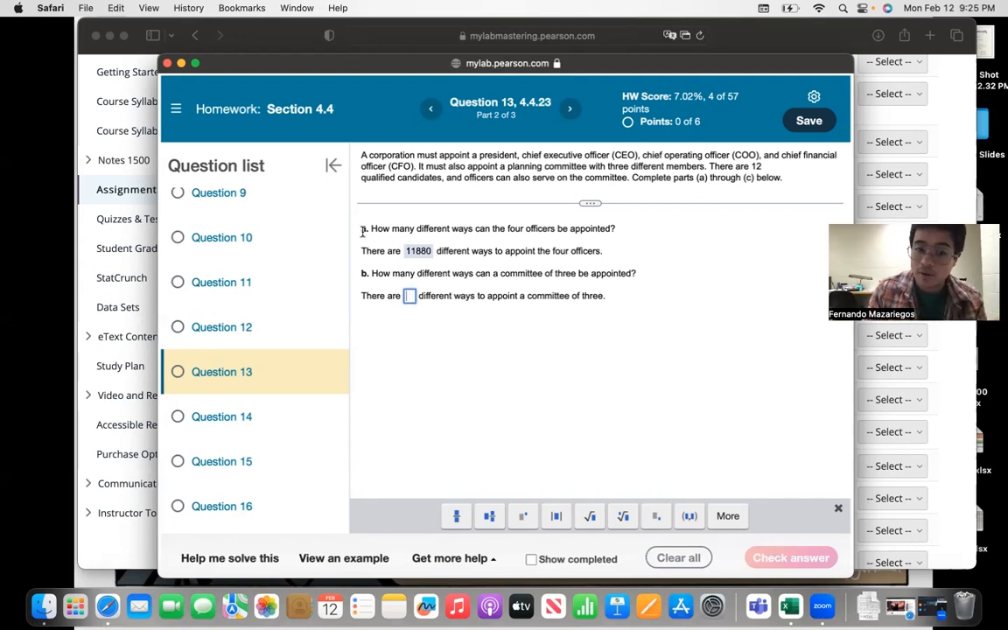On part A, order mattered because whoever I selected first was president, whoever I selected second was CEO, and so on. On part B, the first person I select is a member of the committee, and the second person I select is also a member of the committee. So those positions are identical, and the order does not matter. That means we have a combination. So if we have a combination, we use that formula.